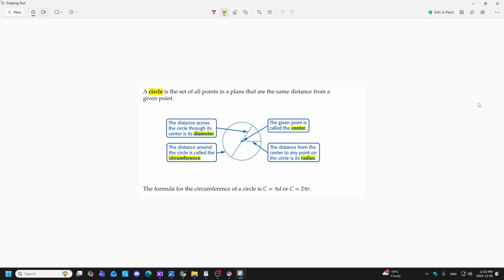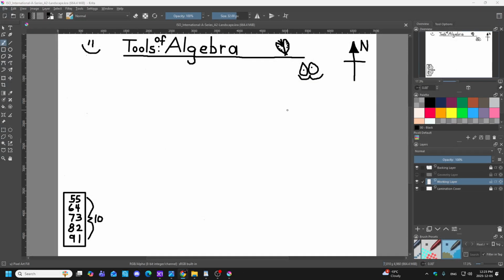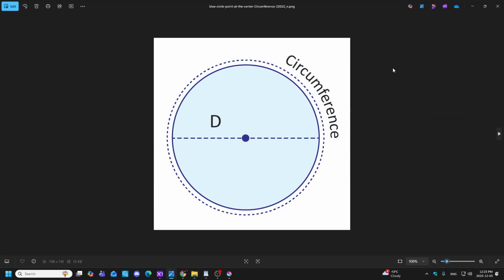A circle is the set of all points in a plane that are the same distance from a given point. Okay, and I also have this. The diameter is the total distance from this point, because you can imagine a point on the circle, right? This being the center, an endpoint and an endpoint. So from endpoint to endpoint is the diameter. That's the total distance. Half the distance is the radius r.